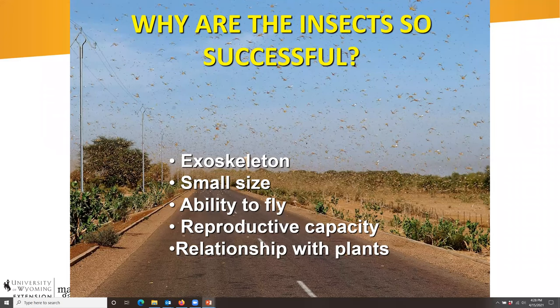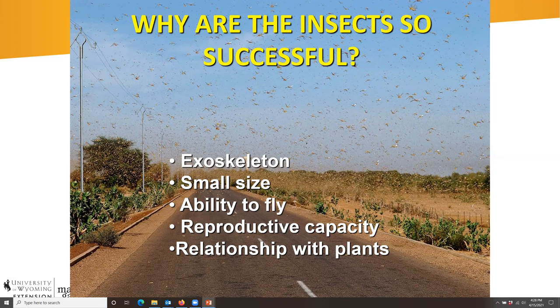So they have this exoskeleton and it has a coating of waxy compounds on it that help them conserve their moisture. This is why things like diatomaceous earth can help control pest insects, because they come in contact with that and can disrupt that hydrophobic layer, and then they'll dry out and die from that.